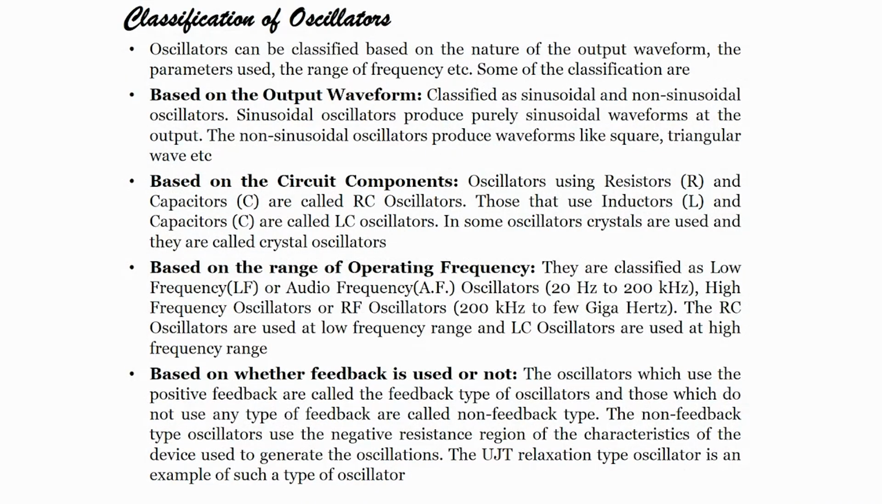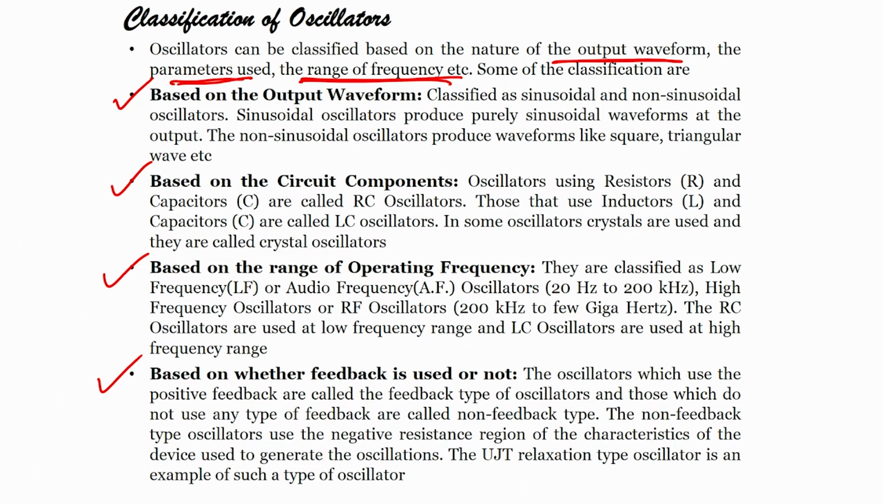If you come back on the screen, what we can see is that the oscillators can be classified based on the nature of output waveform, the parameters used, the range of frequency, etc. Some of the classifications are based on output waveform, based on circuit components, based on operating frequency, and based on whether feedback is provided or not. You can see very easily how the oscillators are classified.